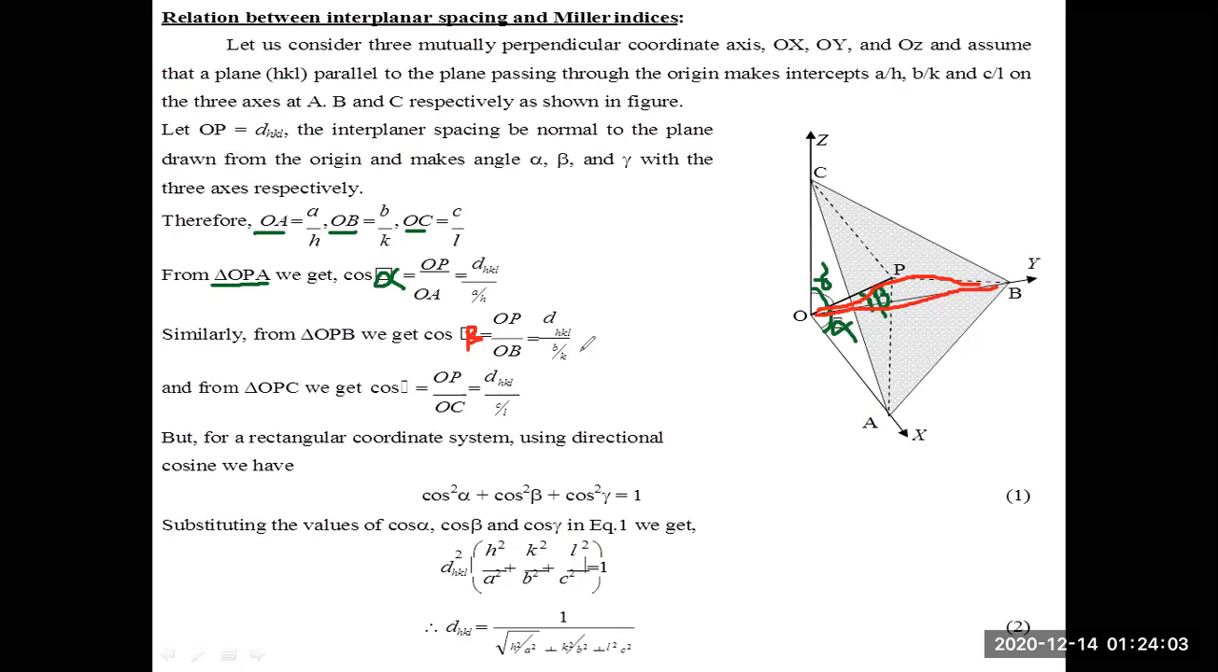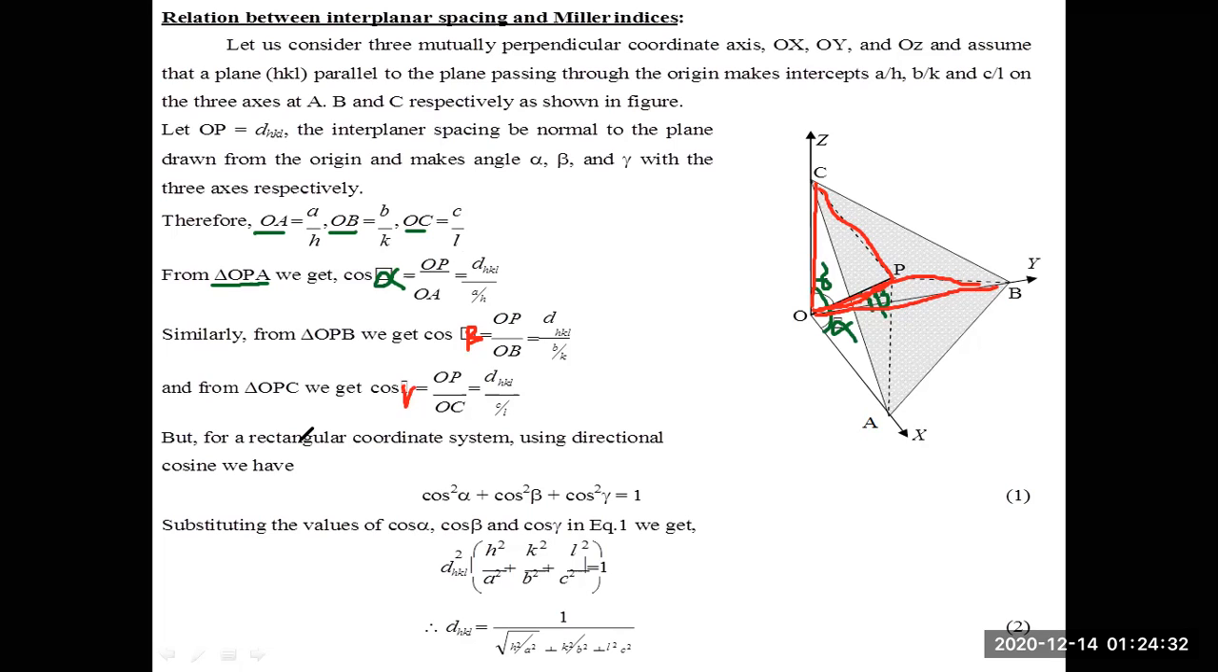Now I will go for the next right angle triangle. This is another right angle triangle, OPC. OPC has the angle gamma. So cos gamma is equal to OP by OC, that is d_hkl by c by l. You can see I'm talking about OC, that is c by l.